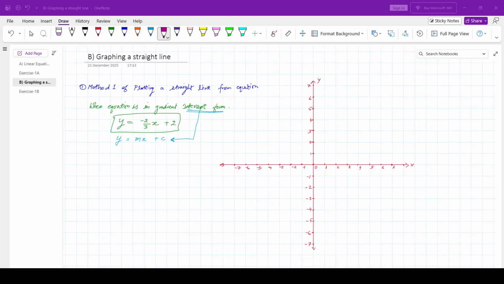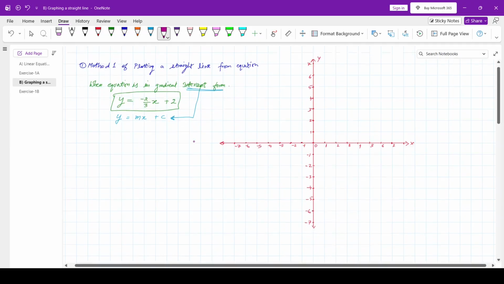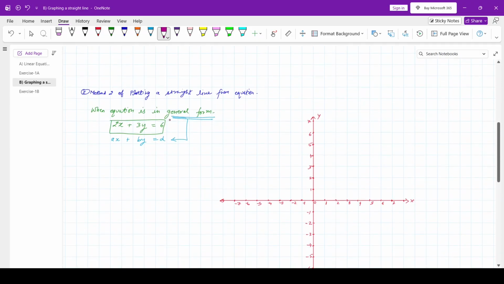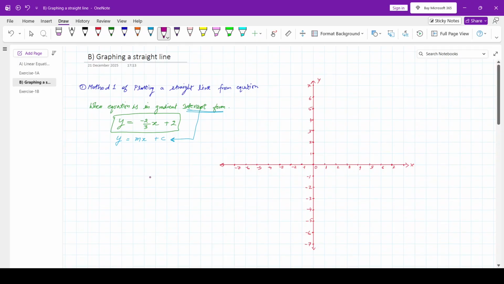Today we are going to learn how to plot a line from its equation. So let's get started. There are two types of equations. One is called the gradient-intercept form and another is called the general form of equation. So we must know how to plot a graph from each of the types of equation.